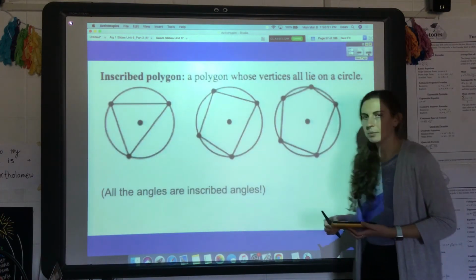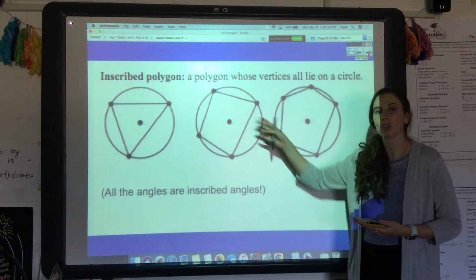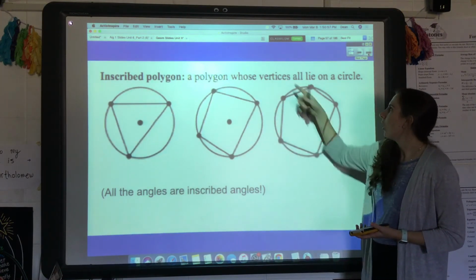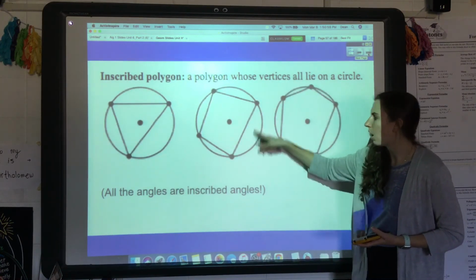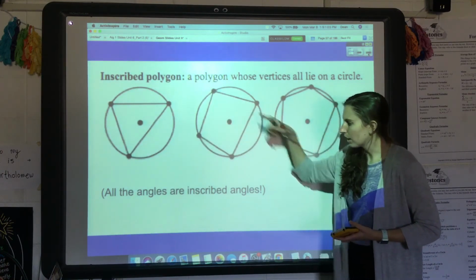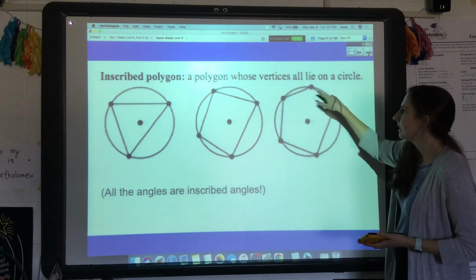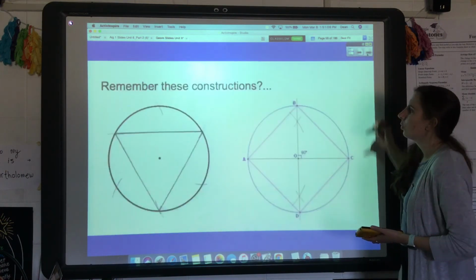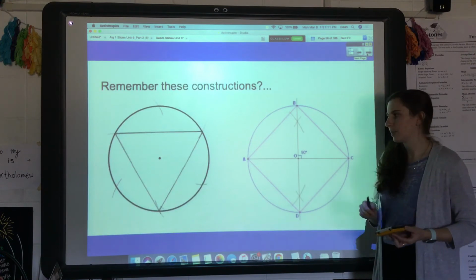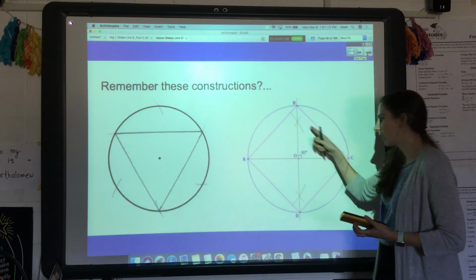By the way, inscribed polygons are just combinations of inscribed angles. So all the vertices lie in a circle. All of these are inscribed angles. That's an inscribed angle, that's an inscribed angle, and so on. This would be an inscribed pentagon. Remember, we actually did some of these constructions. We did an inscribed triangle, we did an inscribed square.